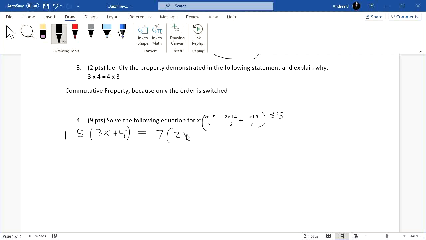Or if you prefer for these, you could also go through and multiply the top and the bottom of the fractions and eliminate that denominator in the next step, if you're used to that. There's definitely multiple ways that you can solve any of these equations. This is just one way to approach it. So then for the last fraction here, 35 divided by 7, we get 5 once again. And then times its numerator, the negative x plus 8.